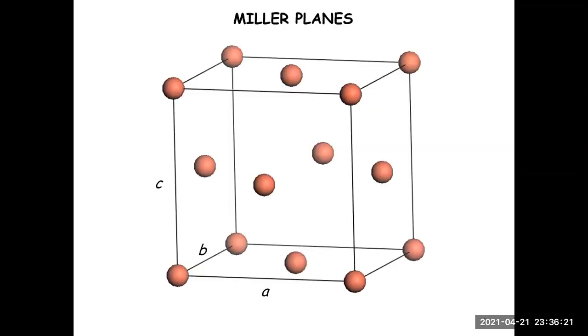You can see how these Miller planes look. These are the imaginary points, the lattice points, in the shape of a cubic unit cell. At the x-axis, y-axis, and z-axis, let us consider this face. If I extend this particular line, this is one face. This corresponds to the x-axis, this to the y-axis, and this to the z-axis. A, B, C are the intercepts of the planes.